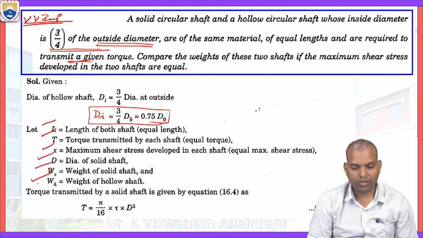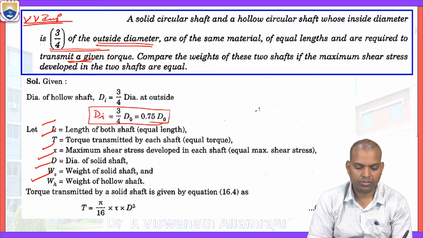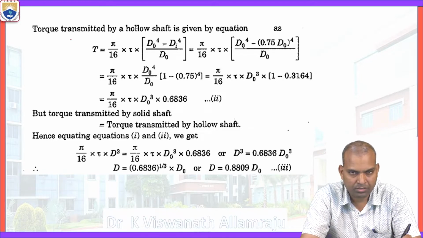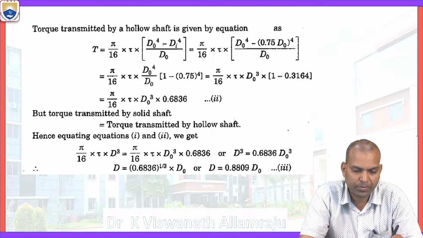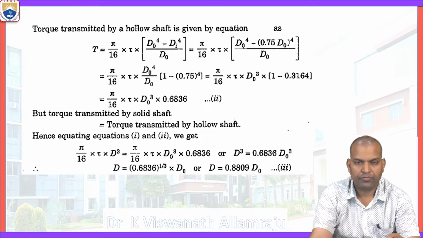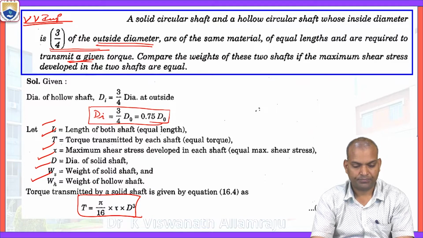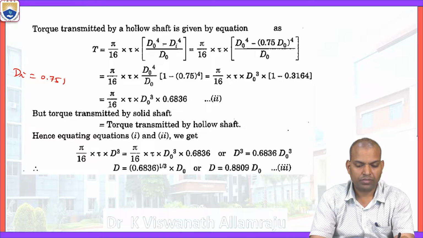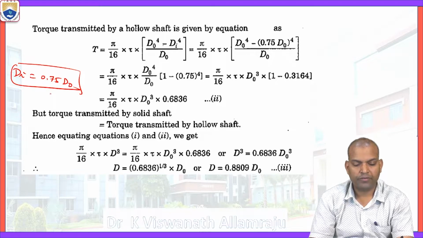And Wh is the weight of the hollow shaft. Now we want the weight ratio. We have to substitute first. How to start? Take the maximum torque transmitted by a solid shaft, that is T equal to pi by 16 times tau D cube. Now for the hollow circular shaft, it is T equal to pi by 16 times tau times (D naught power 4 minus Di power 4) by D naught. Here, Di is given as 0.75 times D naught.